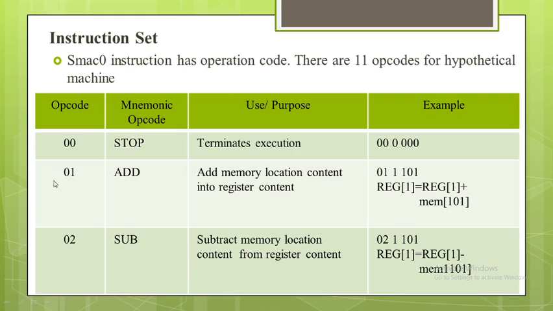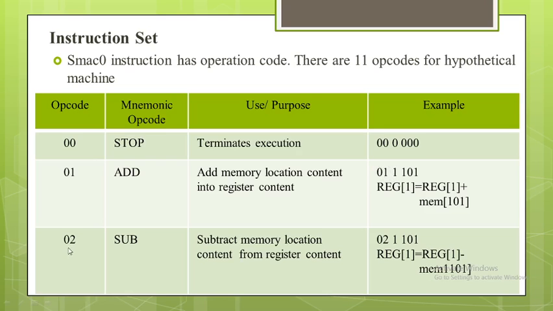The next opcode is 01 and the mnemonic opcode is add, which adds the memory location content into the register content. As given in this example, we are going to add the content of the A register, that is register 1, with the content of memory address 101, and the result will be stored into the same register. Here the first 2 digits show you the operation of addition.